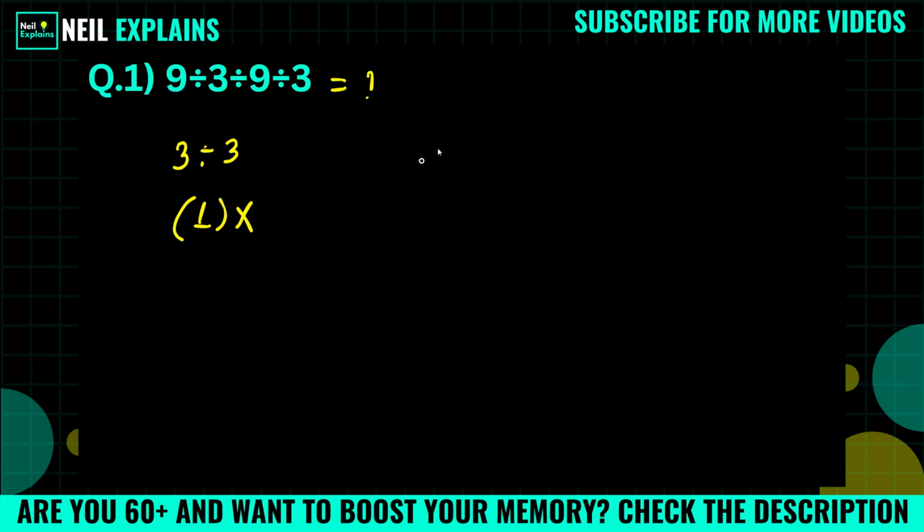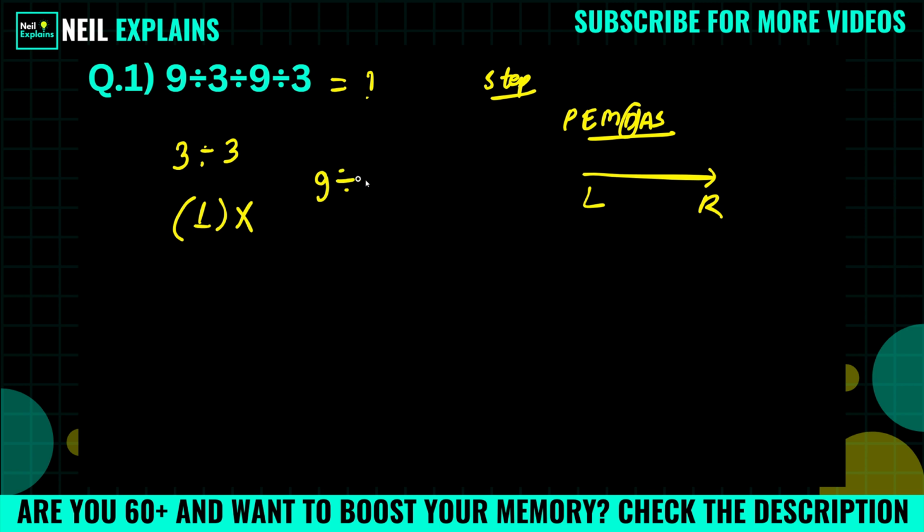And I will solve step by step with the help of PEMDAS. Okay. So what we have, all the operations is division. So we don't have any other operations. And if all the operations have the same priority, then we will solve from left to right. Okay, so we will write again here 9 divided by 3 divided by 9 divided by 3.